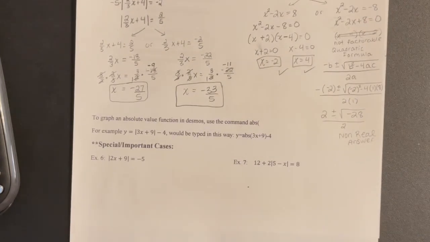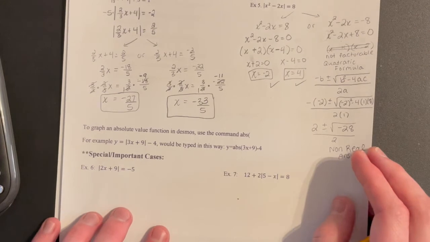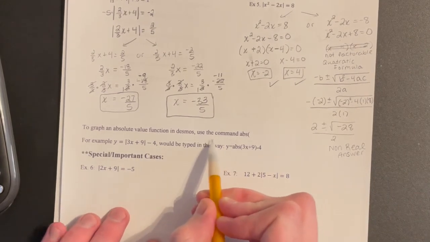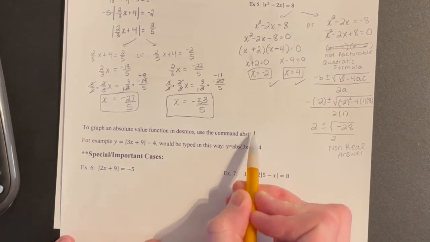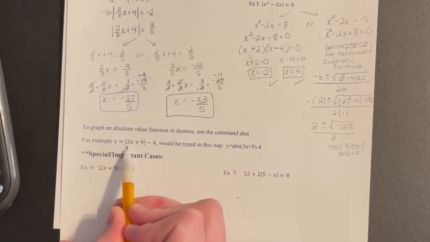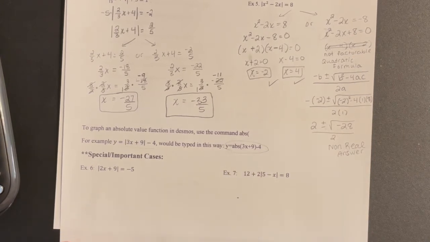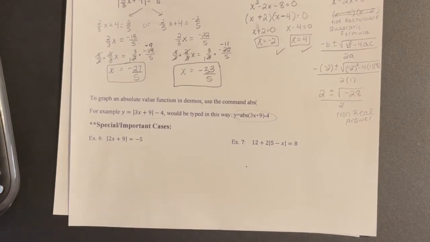Okay. If you are going to graph this on Desmos, that's another way to check your solutions. You're going to need to type this in by using absolute value of something. So you just type in ABS parentheses. So if you're going to type this in like this, you would input it this way into Desmos. But I do want to address these special important cases.